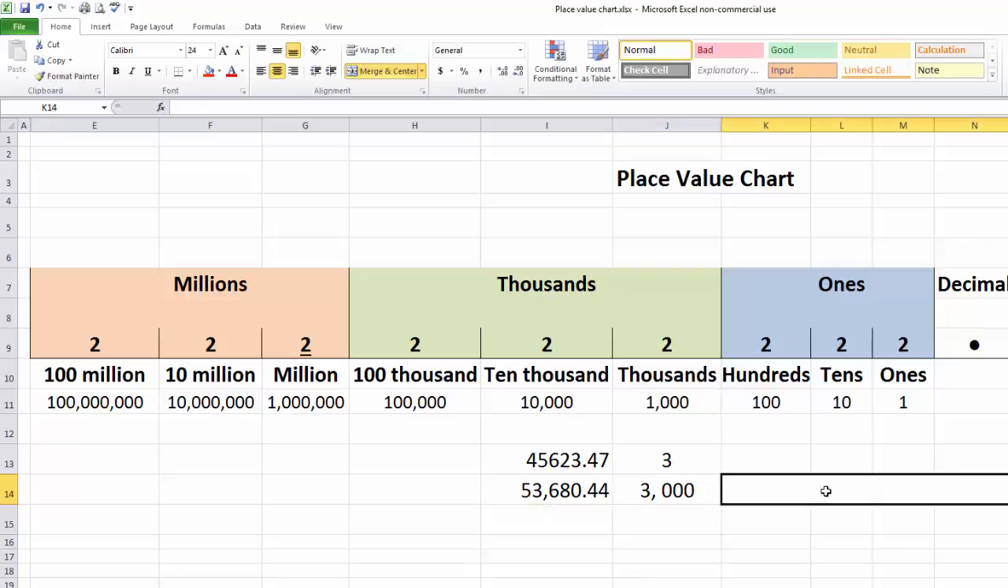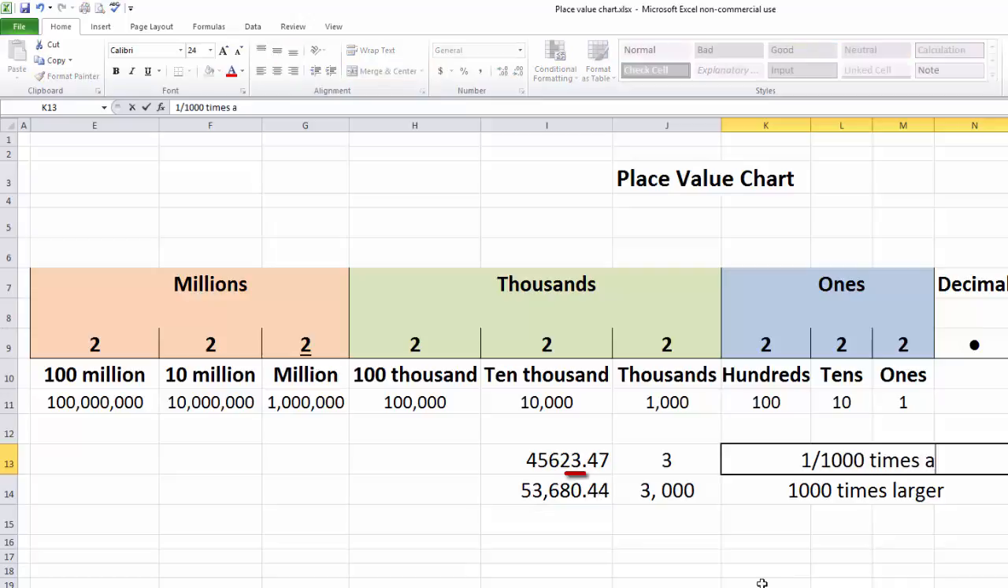What we could say about the 3s in both numbers, starting with the bottom one, is that the 3 in 53,680 is 1,000 times larger than the 3 in 45,623. And that the 3 in 45,623 is 1/1000 times as large. Hopefully that makes sense. Let's go over a few more examples of this.